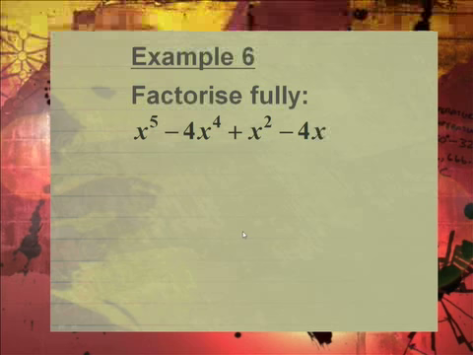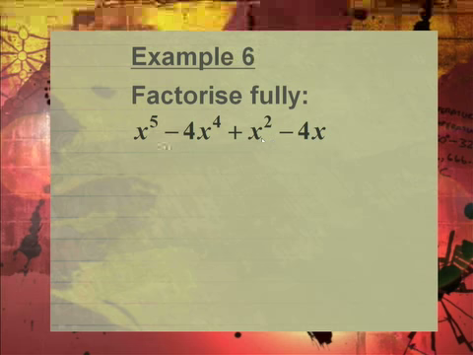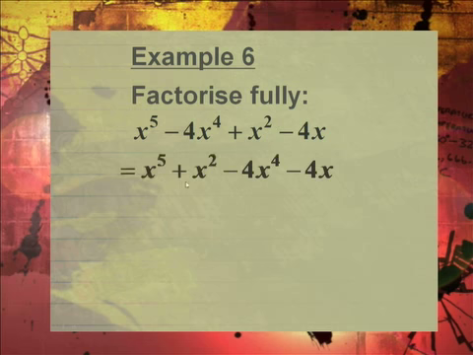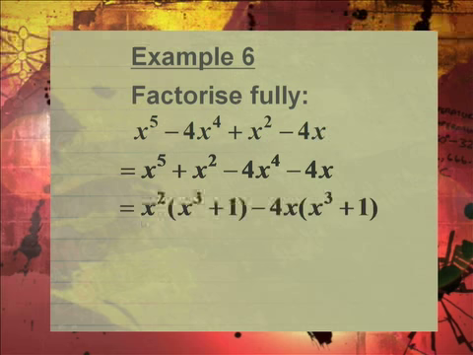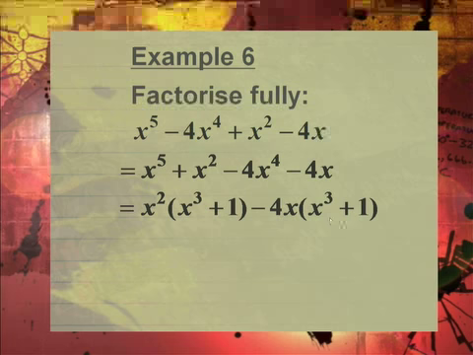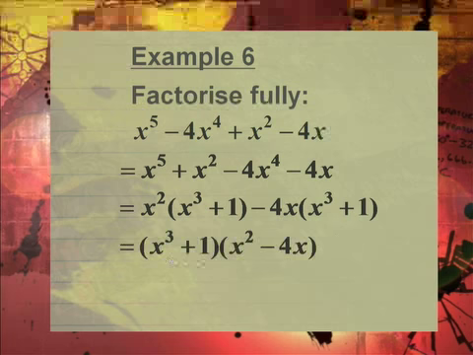Okay, another difficult one. Here's a challenge, a high-level question. Look at this one. If you group the first two and the second two, it won't work, because you can test that if you take out a 4, it's not going to work too well. So if we group it like this, we can take out the x squared: x cubed plus 1, minus 4x times x cubed plus 1. Okay, and then you've got a common bracket of x cubed plus 1, x squared minus 4x.